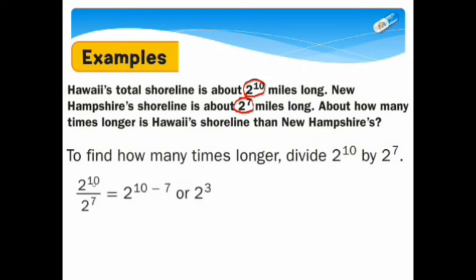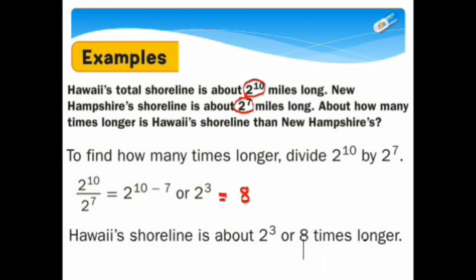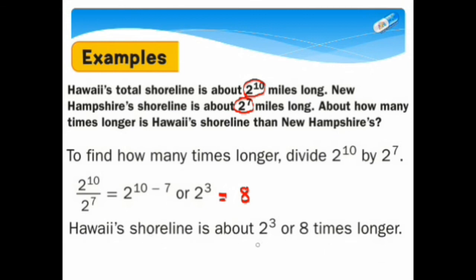So we put here 2 power 10 over 2 power 7 equals 2 power 10 minus 7, and we subtract 10 minus 7 equals 3. This is equal to 2 power 3, and of course, it's equal to 8. This means that Hawaii's shoreline is about 2 power 3, or 8 times longer.